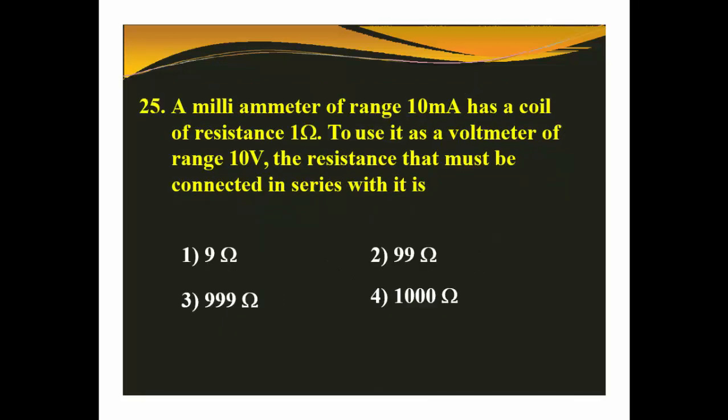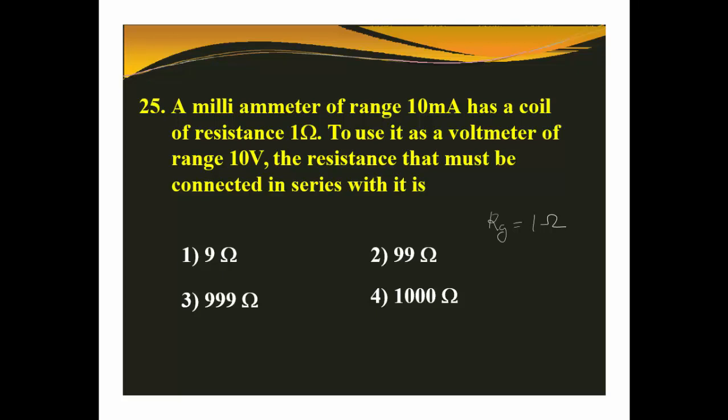Okay, so the next question is about a milliammeter. A milliammeter of range 10 milliampere has a coil of resistance 1 ohm. What is the resistance of the meter? Rg, the resistance of the coil, is 1 ohm. To use it as a voltmeter of range 10 volt, the resistance that must be connected in series.